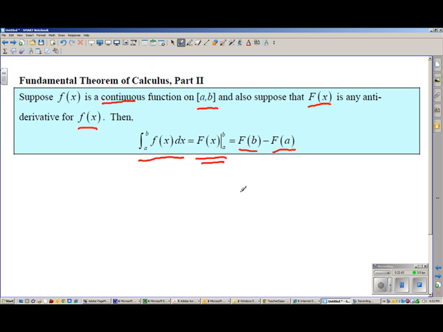This is what's often called the evaluation of a definite integral, or taking the difference of the antiderivatives.